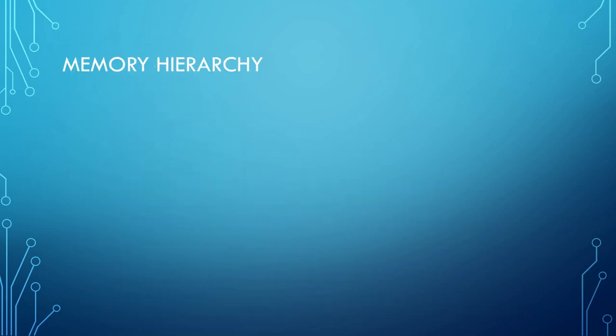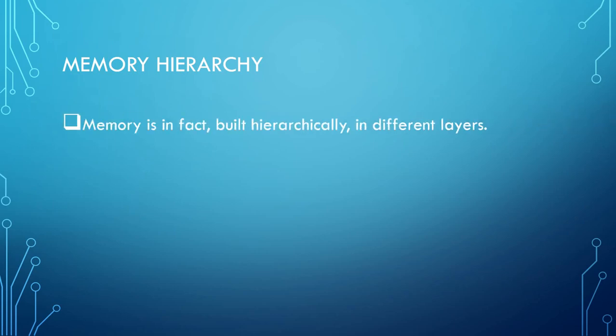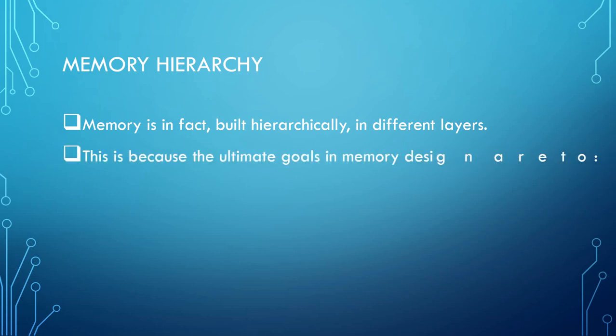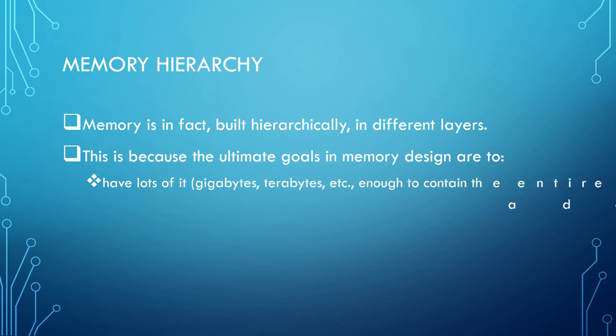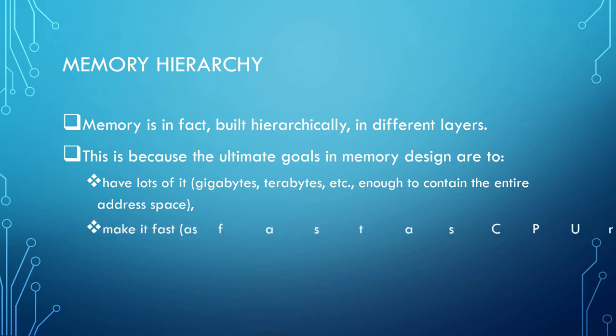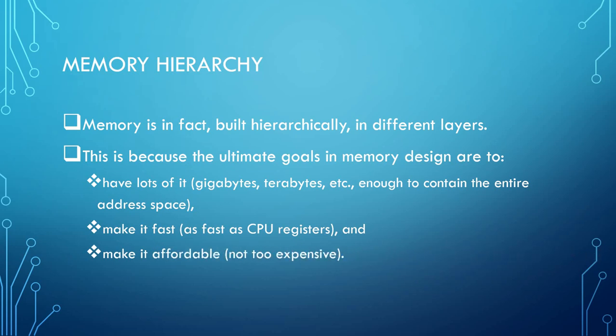Memory hierarchy. Memory is in fact built hierarchically, in different layers. This is because the ultimate goals in memory design are to have lots of it, gigabytes, terabytes, etc., enough to contain the entire address space, to make it as fast as CPU registers, and to make it affordable, not too expensive.